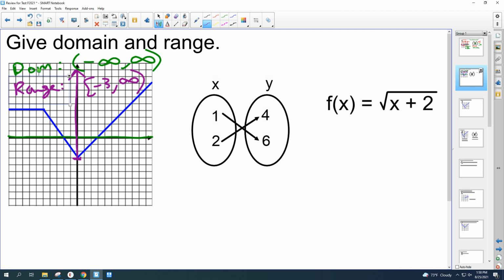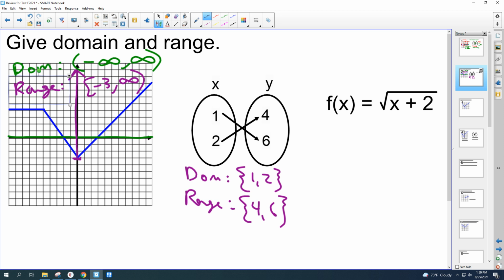This one, domain. A lot of us like to think of domain as the x numbers. It'd be 1 and 2. The range, 4 and 6. This one, it's kind of hard to tell. It's kind of hard to tell without looking at a graph. If you looked at a graph, it'd be easier. I know this is a square root or an eyebrow function that's shifted left 2. So if you draw that graph, it's a little bit easier to see. It's pretty easy to see your domain and your range when you're looking at a graph.